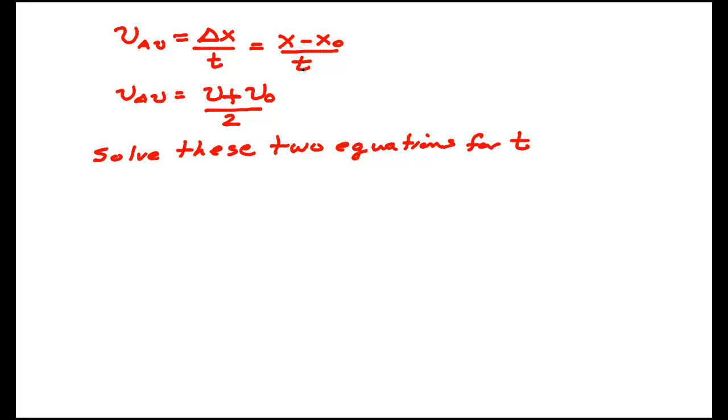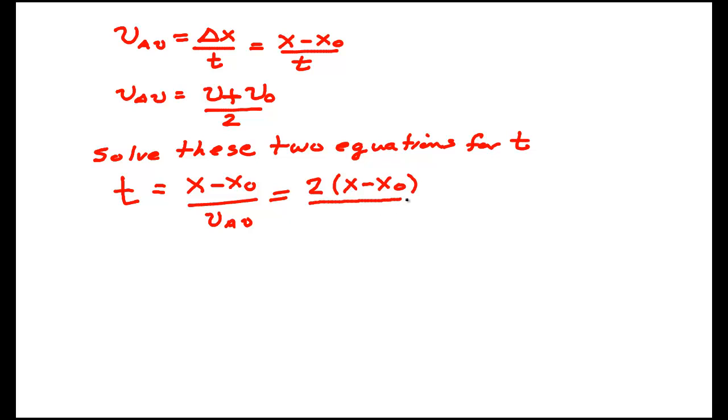And now I want to solve these two equations. I want to solve this for t. So from the top equation, I have t is x minus x naught over v average. And if I plug this equation in for v average, I get 2 times x minus x naught on top, and on the bottom, v plus v naught. So this is an equation for time of an object. If you told me v, v naught, x, and x naught, I could tell you what time that the object was at that location with those speeds.